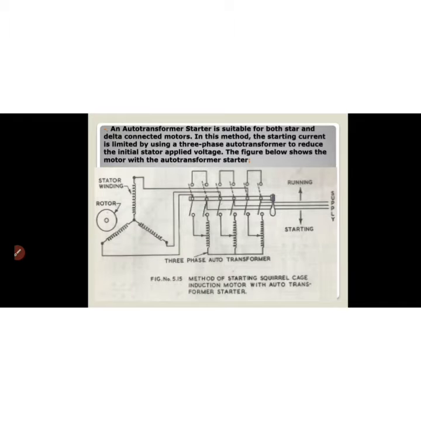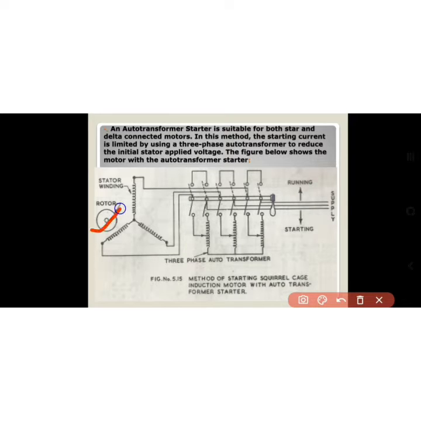Here you can see the auto transformer starter is very suitable for both the star and delta connections of the motor. In this method, the starting current is limited by using a 3-phase auto transformer to reduce the initial applied voltage. Here the given figure shows the connection of the starting of a squirrel cage induction motor with an auto transformer starter.